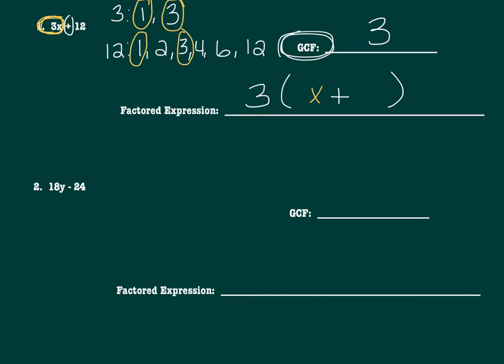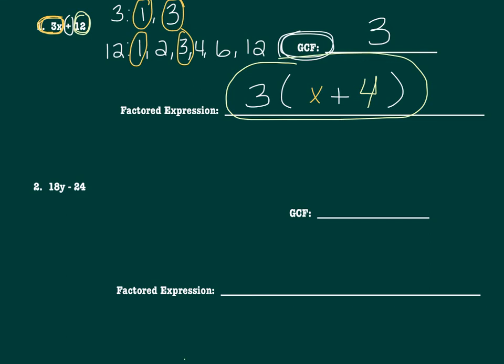And now let's look at the second part of our expression here, 12. 12 divided by 3 is 4. So that's what goes in there. So now there is our factored expression. So 3x plus 12 factors to 3 times the quantity x plus 4.